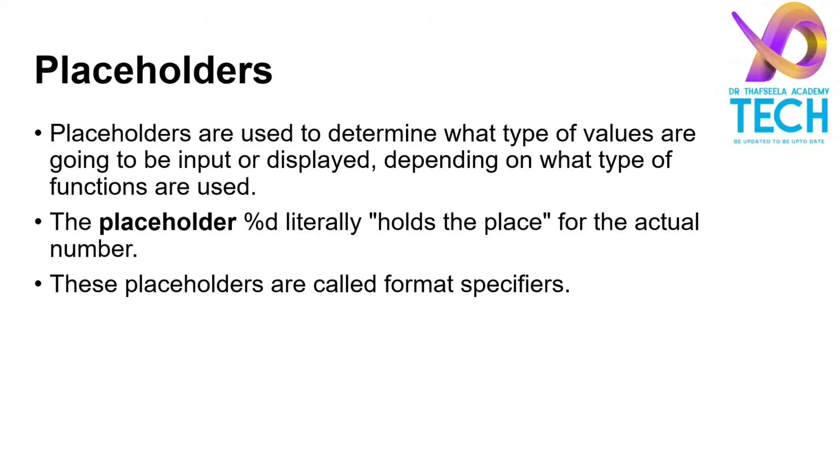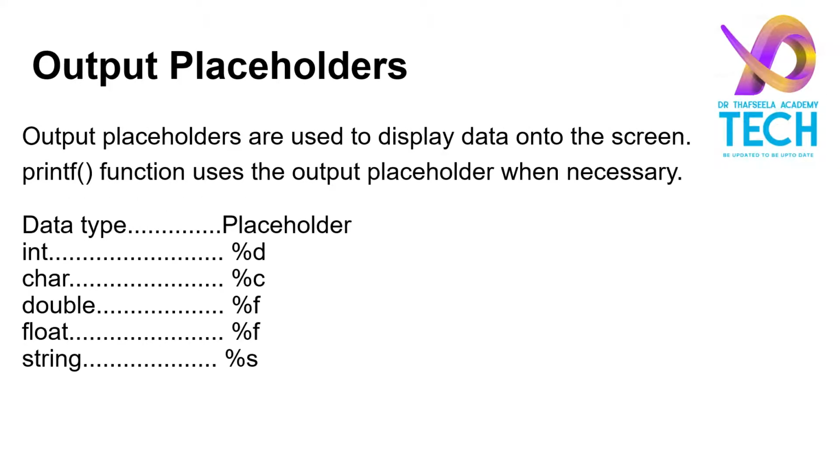These placeholders are also called format specifiers. Now, when it comes to output placeholders, which we use with printf, we have %d for integer, %c for character, %f for double, %f again for float, and %s for string.